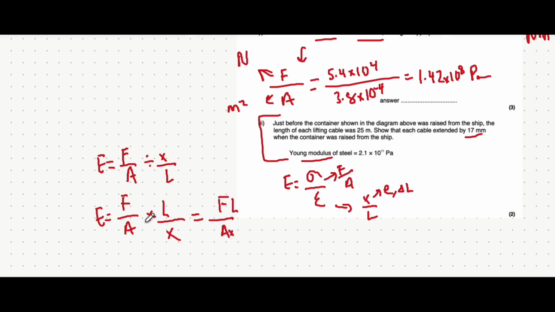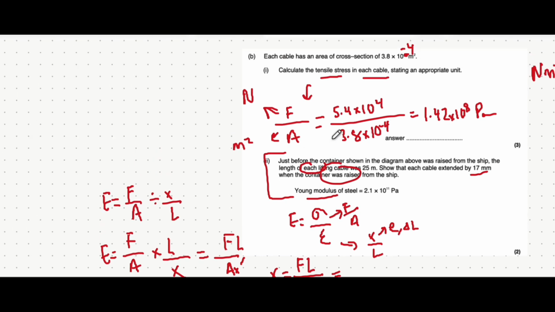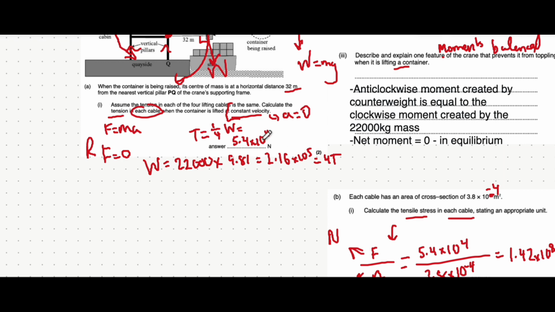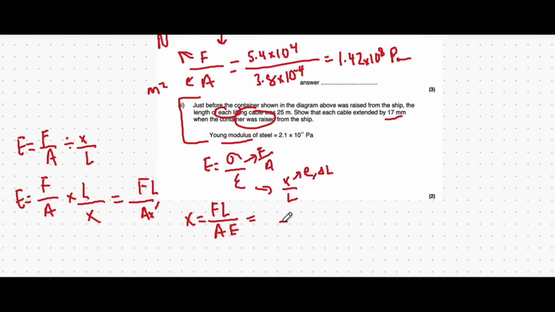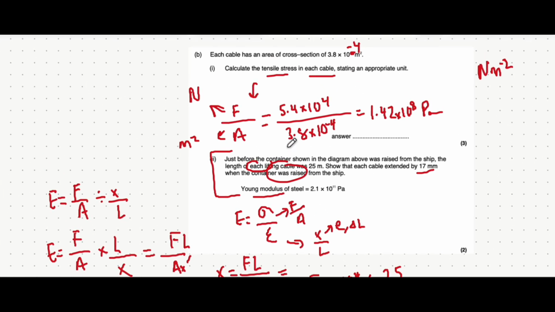If we now swap the positions of extension and Young's modulus, we get that the extension is FL, force times length, over cross-sectional area multiplied by Young's modulus. And this helps us find the extension. We already know the force experienced by each cable. That's just the tension that we introduced beforehand, 5.4 times 10 to the power of 4. Let's write that down. We also know the length of each of these cables. It's 25 meters. We divide all of that by the cross-sectional area, which is mentioned here.